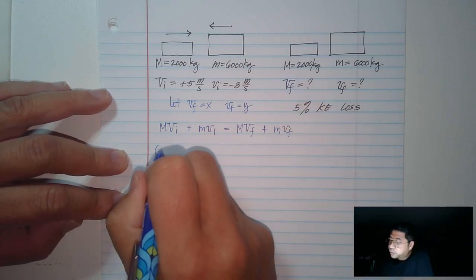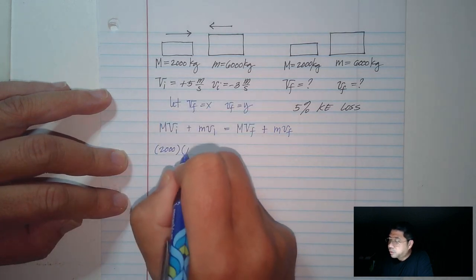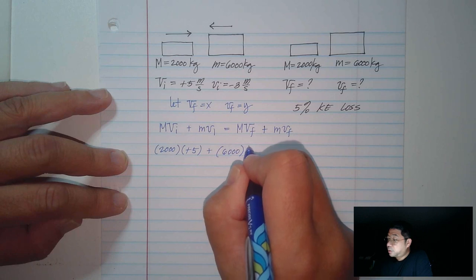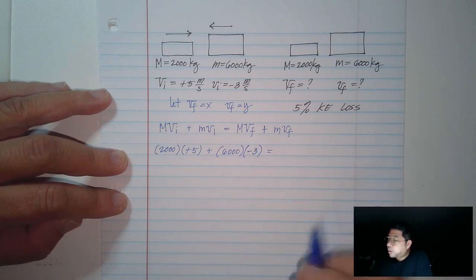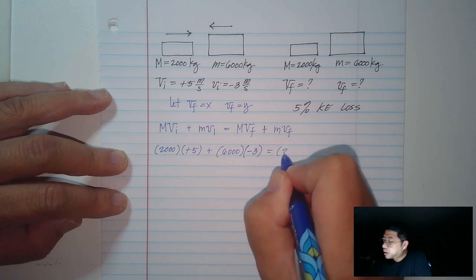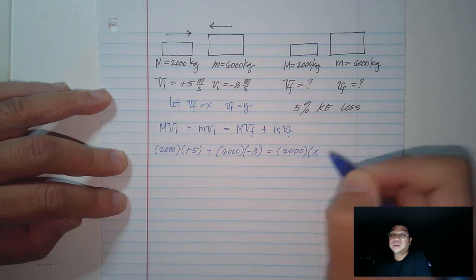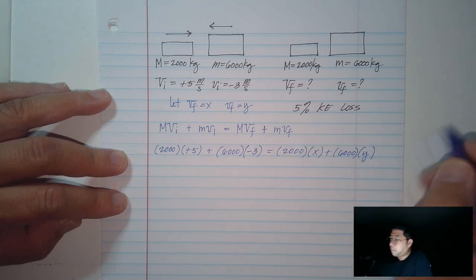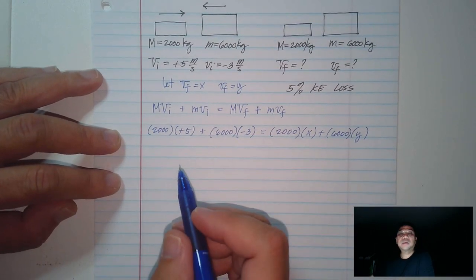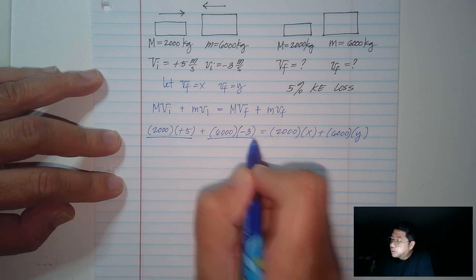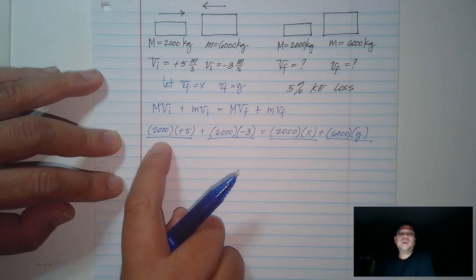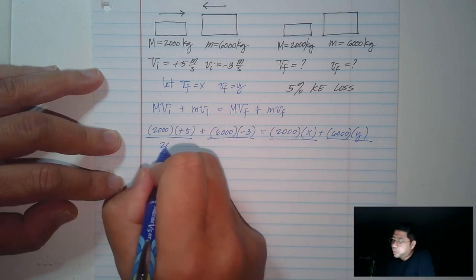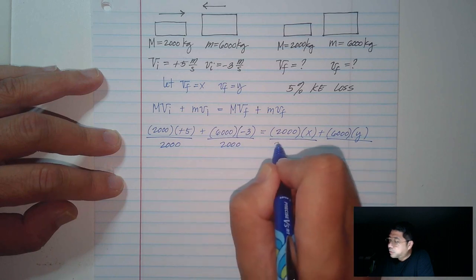So let's plug in those values: 2,000 multiplied by the initial velocity of positive 5 plus 6,000 multiplied by the initial velocity of negative 3, equals 2,000 multiplied by x plus 6,000 multiplied by y. To simplify the process, let us divide all of them by 2,000, a number that we can use to eliminate the zeros and make our calculation simple.